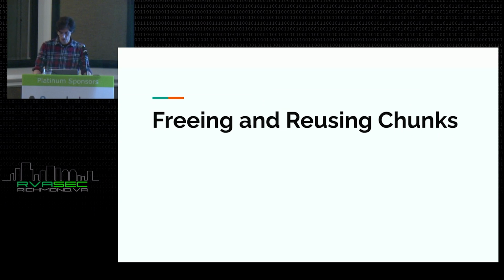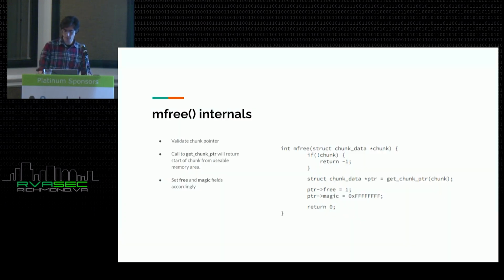All right, so let's talk a little bit about freeing and reusing chunks. So extremely simple mfree internals here. We pass one of these chunks to mfree and we evaluate it. If it's a null value, then we're returning -1 for an error state. Otherwise, we are going to make a call to this get chunk pointer.